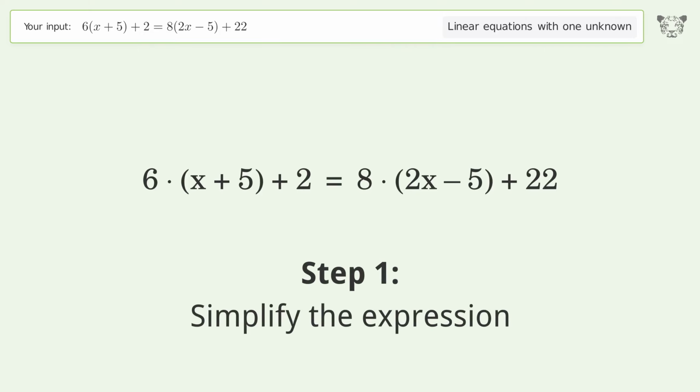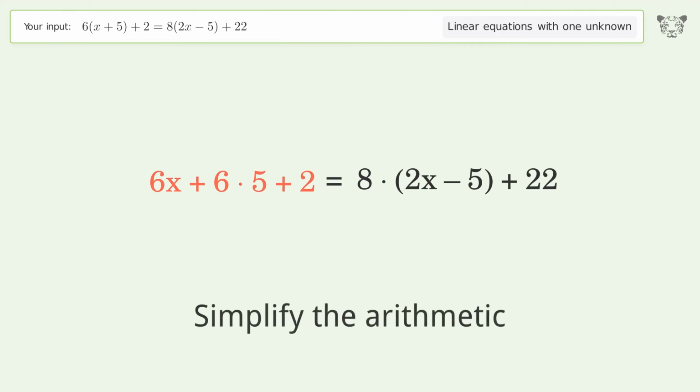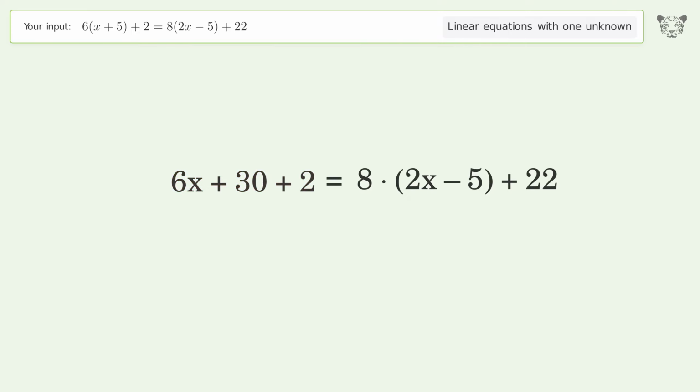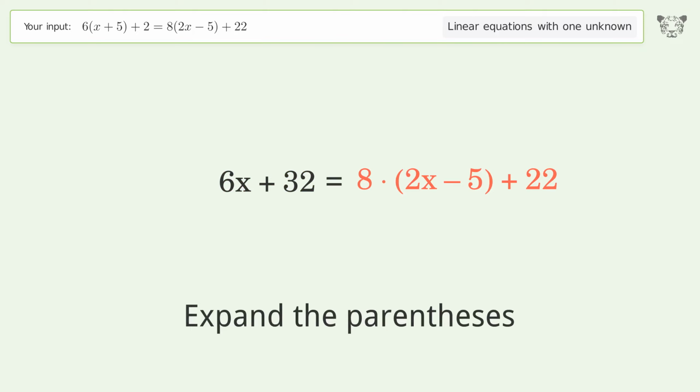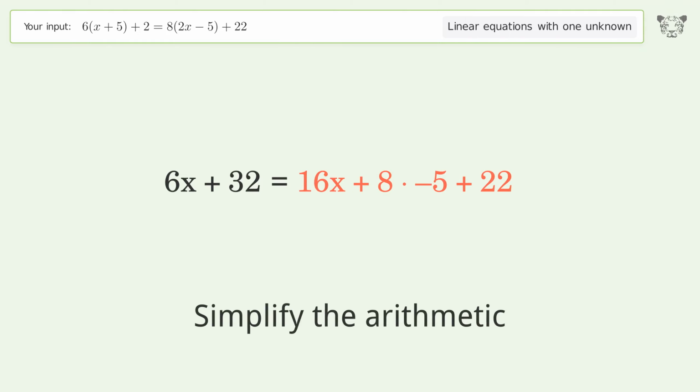Simplify the expression. Expand the parentheses. Simplify the arithmetic. Expand the parentheses. Multiply the coefficients. Simplify the arithmetic.